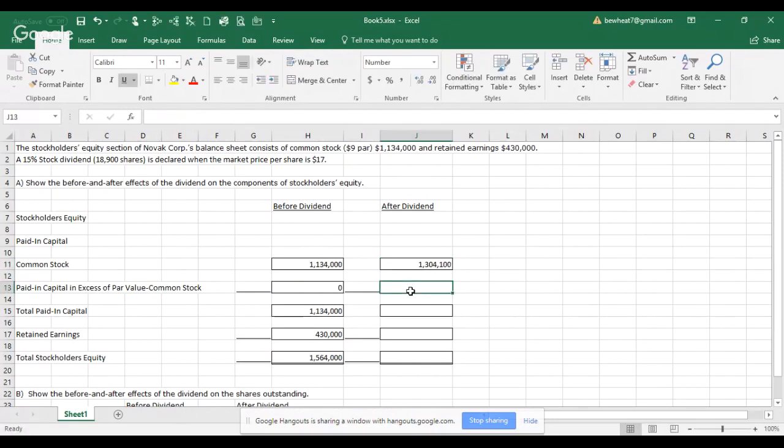Paid-in capital in excess of par value common stock, we have to take our 18,900 shares declared and take the difference between the market price and the par value. So 17 minus 9 gives us 8. So 18,900 shares times 8 gives us 1,512,000. Then we can add common stock and paid-in capital in excess of par value common stock together.